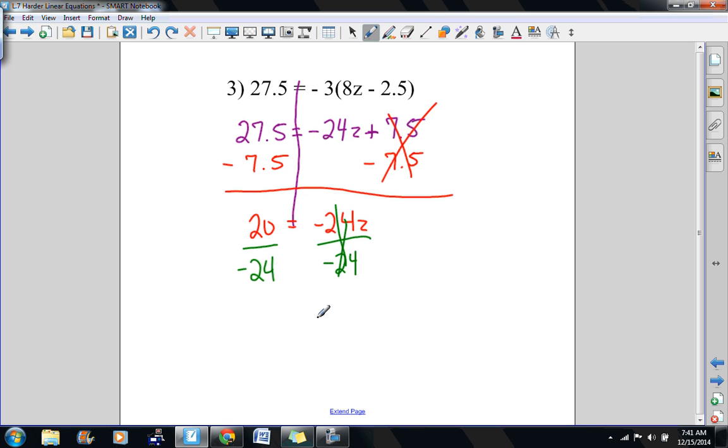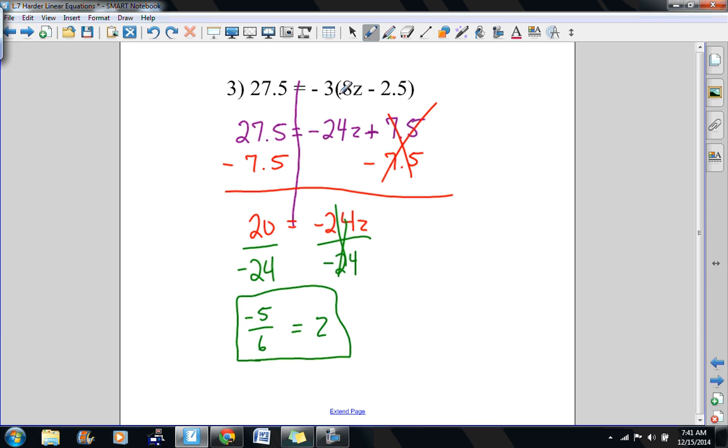So that goes away. So I get z is equal to, and this could turn into negative 5 over 6. You could also turn that to a decimal. You can check it the same way that you've checked all the other equations. But decimals don't change the process. They just make these a little bit more complicated.